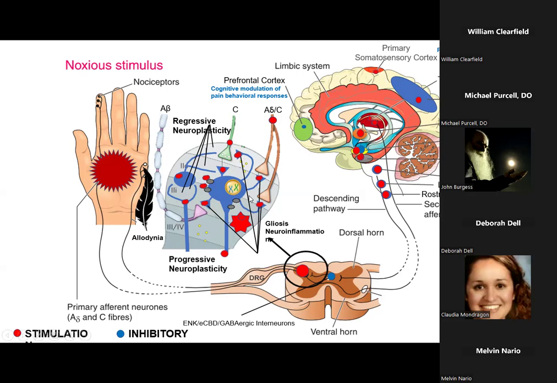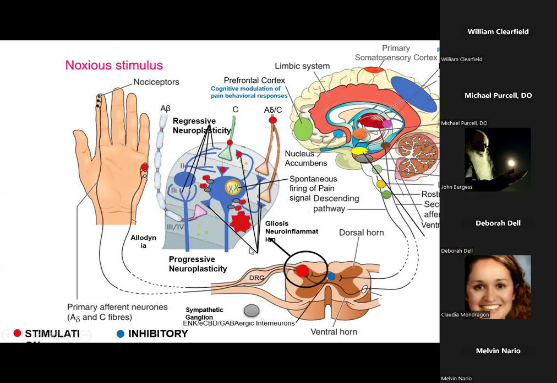Okay, so what will happen to those free radicals that are being generated from this gliosis? They will cause opening up of the calcium channels, those glutamate receptors, and cause the neurons to fire spontaneously. See that fire? Spontaneous fire of pain. Wow. And then you have pain without any external stimulus.